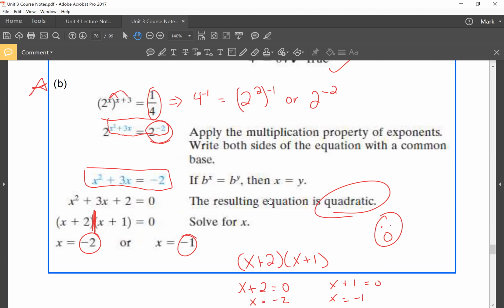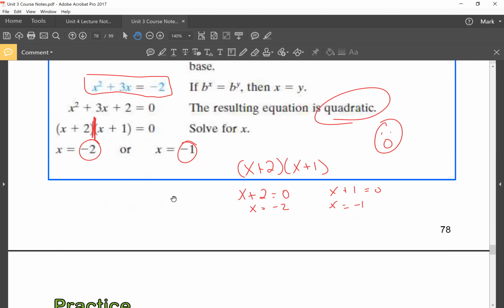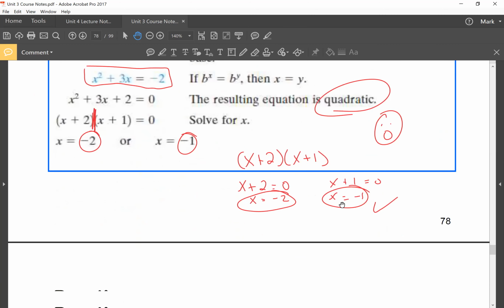All right, cool. And again, you don't need to check these. The only thing I would check is logarithms, because in logarithms you can't have negatives, but these are fine. I don't care if you guys check your answers or not, actually. So this is good. All right.